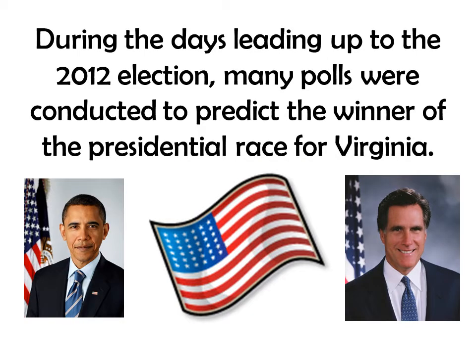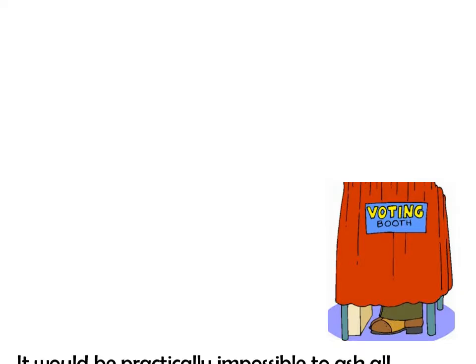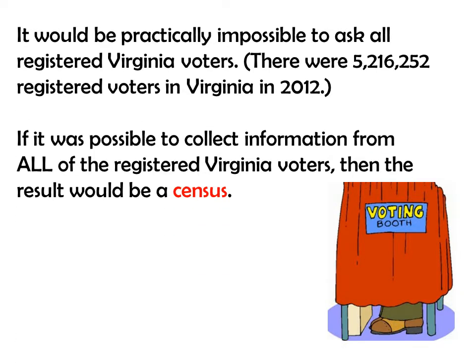During the days leading up to the 2012 election, many polls were conducted to predict the winner of the presidential race for Virginia, Obama or Mitt Romney. It would be practically impossible to ask all registered Virginia voters. There were 5,216,252 registered voters in Virginia in 2012.